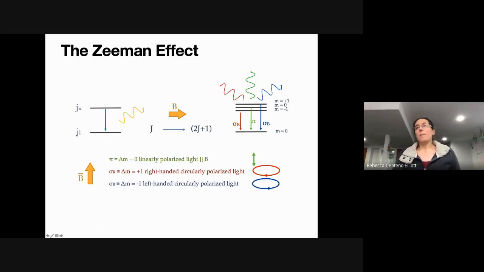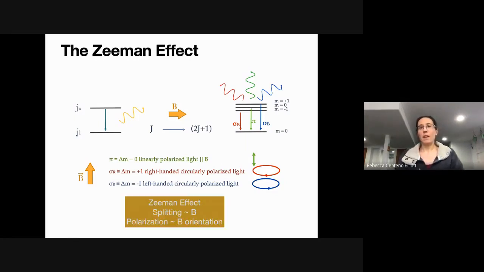In the electric dipole approximation, the pi component of the spectral line absorbs or emits light that is linearly polarized along the direction of the magnetic field, whilst the sigma components of the transition absorb or emit light that is circularly polarized in the plane perpendicular to the direction of this magnetic field. So this is what we call the Zeeman Effect. And in the Zeeman Effect, the splitting of these energy levels is proportional to the magnetic field strength.